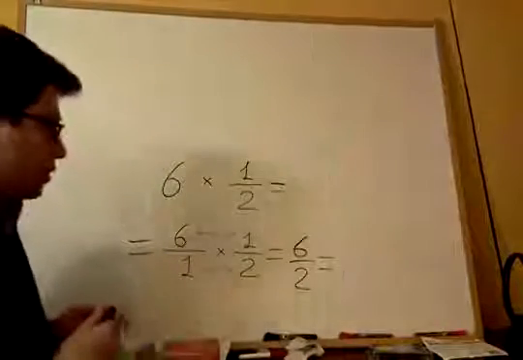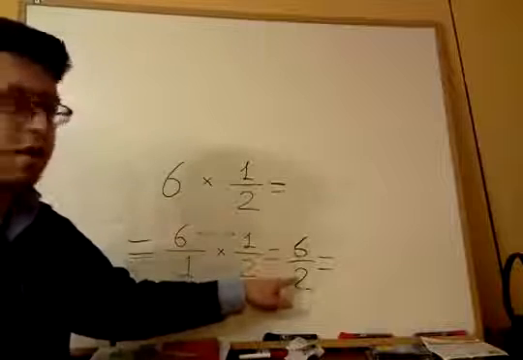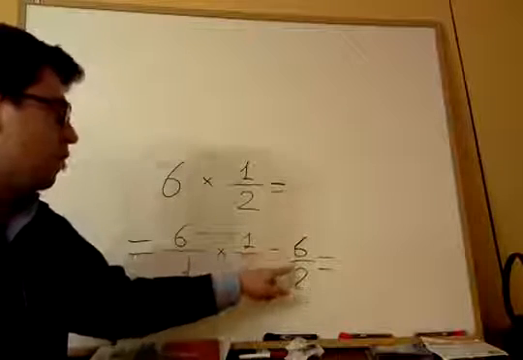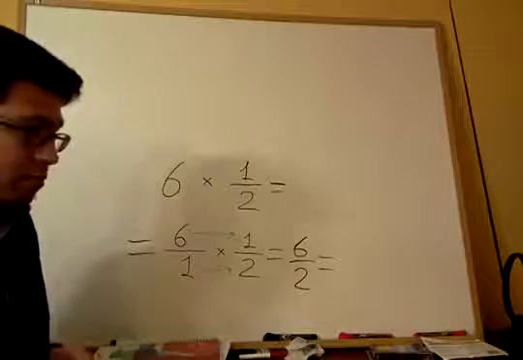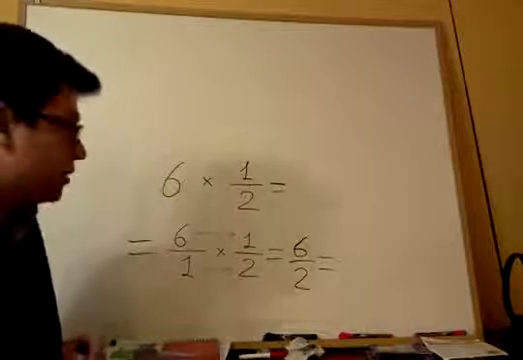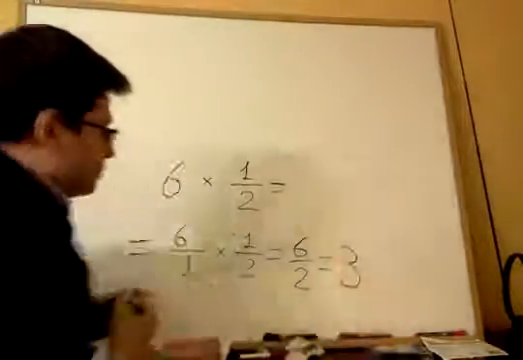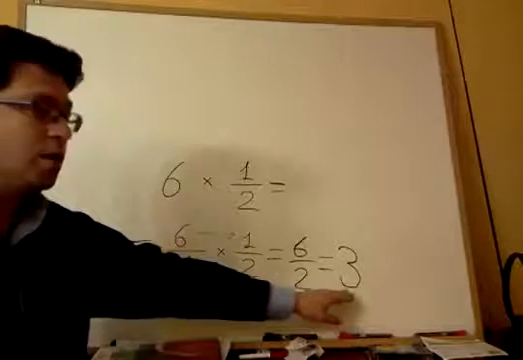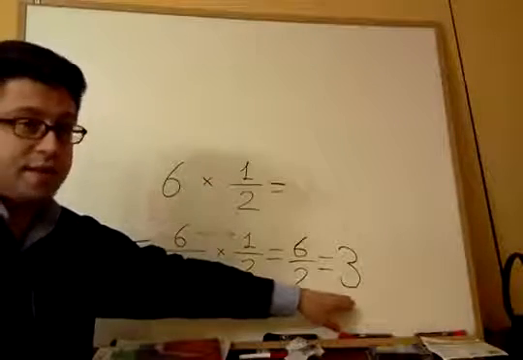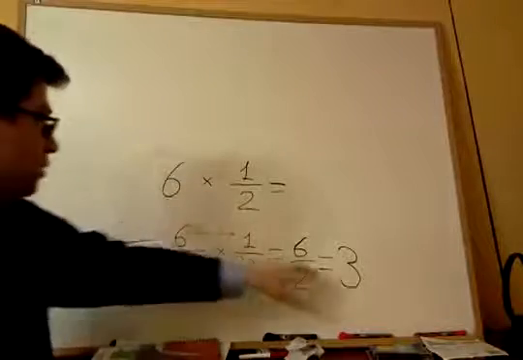But that's not all. 6 is divisible by 2. 6 over 2 means 6 divided by 2. And how much is 6 divided by 2? It's 3. So 6 times half equals 3, which makes sense because half of 6 equals 3.